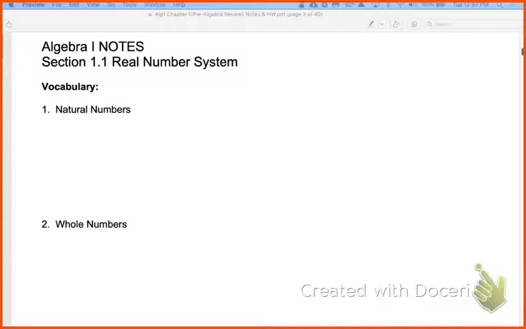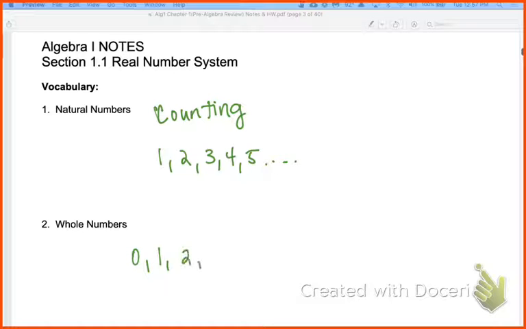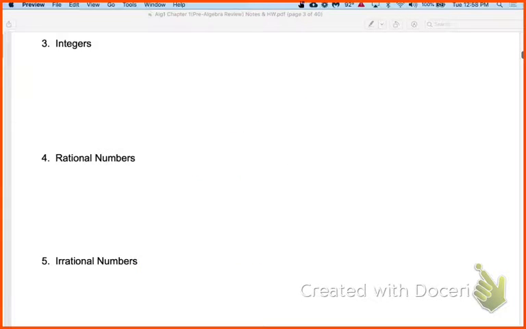Okay, so on your real number system, you have the natural numbers, which are your counting numbers. Counting numbers start at 1. And then whole numbers are your counting or natural numbers, including 0. All right, then you have your integers, which are your whole numbers, 0 and up, but it also includes the negatives. So any negative or positive whole number is an integer.